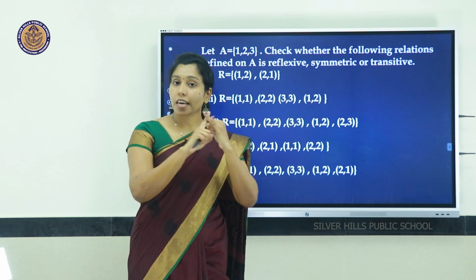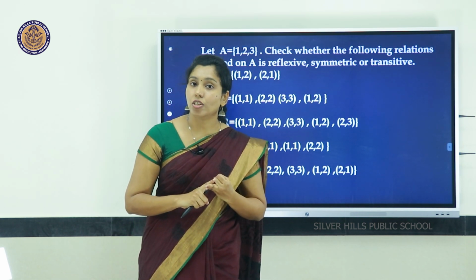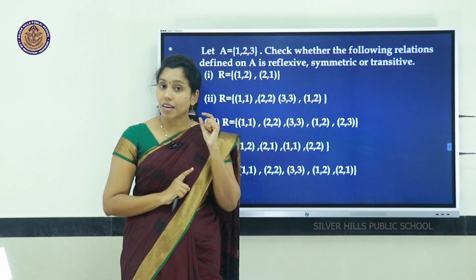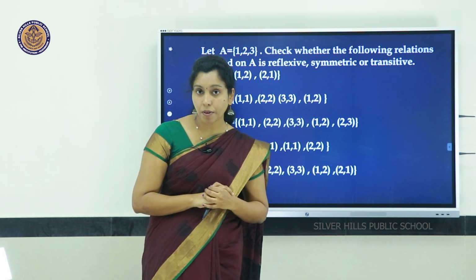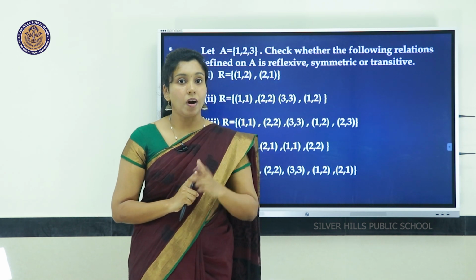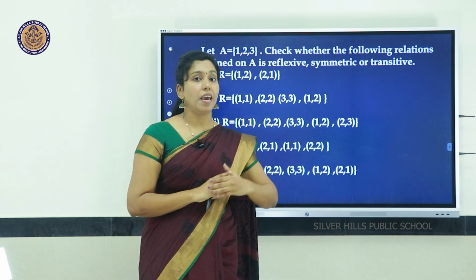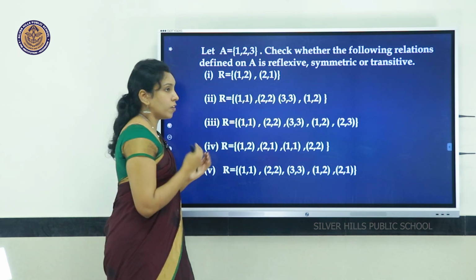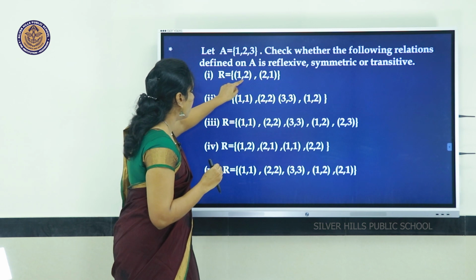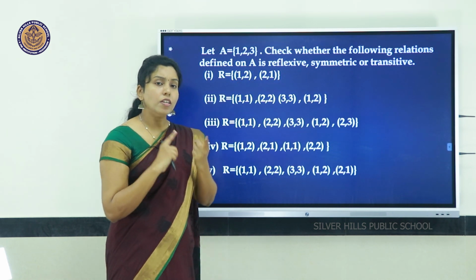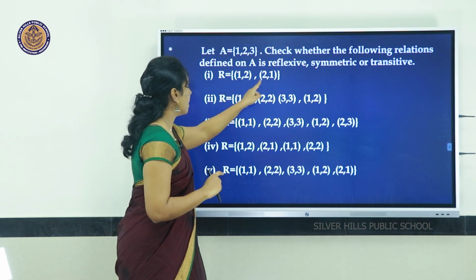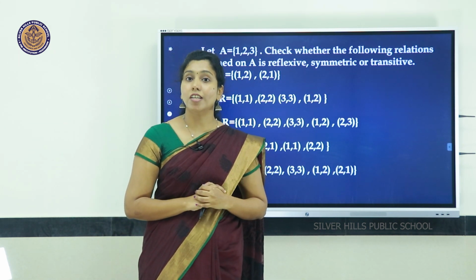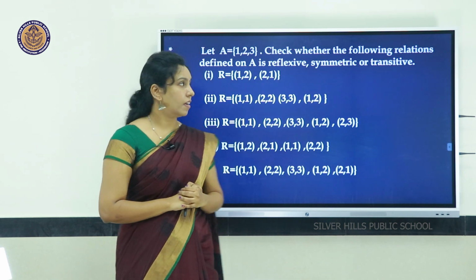Okay? Second one, we will check whether this relation is symmetric. So, what is the definition of symmetric? A relation is said to be symmetric if (a, b) belongs to R implies (b, a) belongs to R. Look at this, I have an (a, b) where the first member and the second member are different, (1, 2). So, just check whether (2, 1) is present. Yes, (2, 1) is present. So, I can conclude the given relation is symmetric.